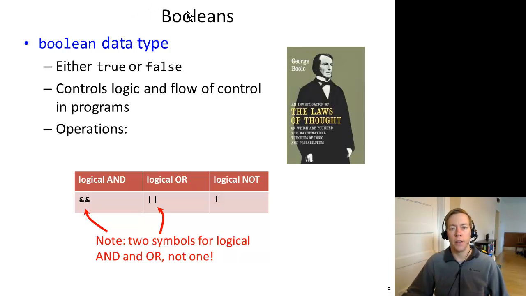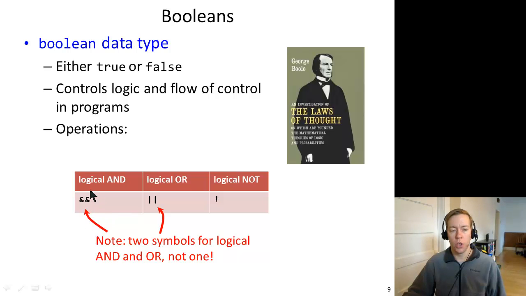This is a very important data type because, as we'll see in future videos, we use Boolean expressions to control the logic and flow of control. So maybe we make a loop or an if statement. We'll look at these in future lectures. That's how we make programs do interesting things. The operations you can do on these are logical and, logical or, and logical not. You've got two ampersands to mean and, two vertical bars for logical or, and the exclamation mark for logical not. In the next slide, I'll give you some examples of how this shakes out.